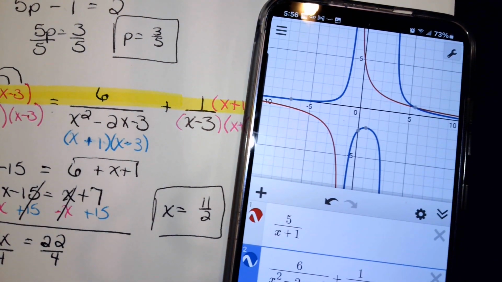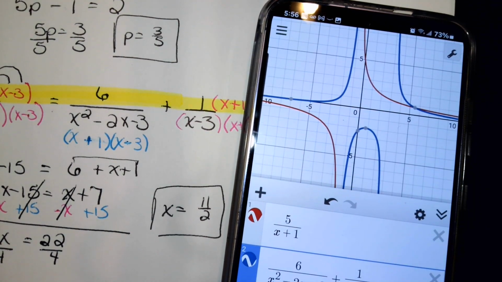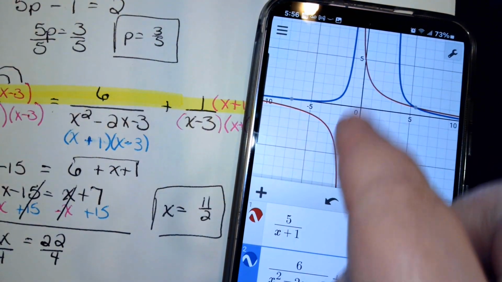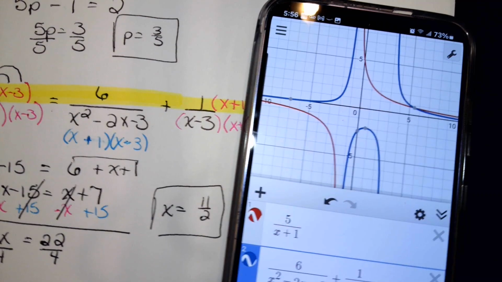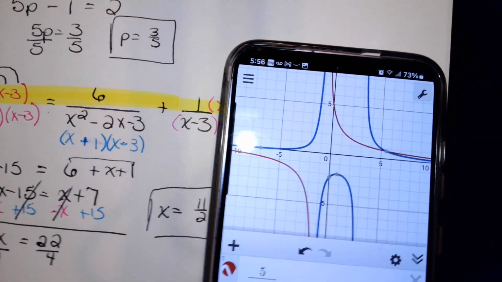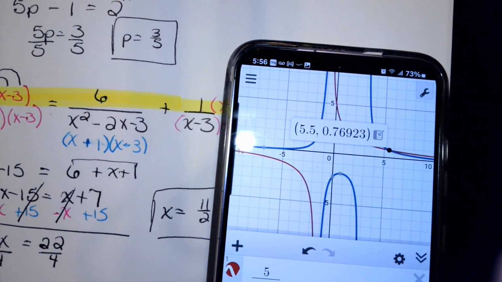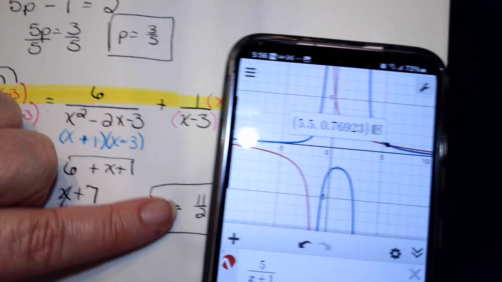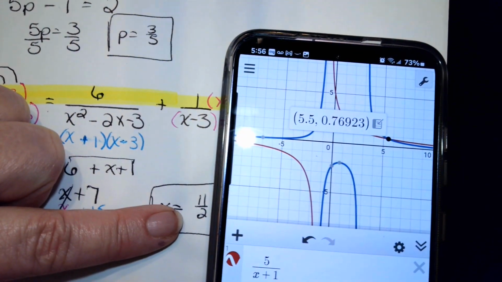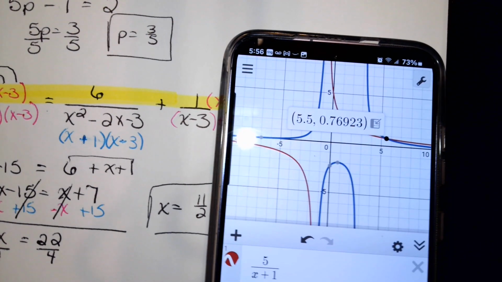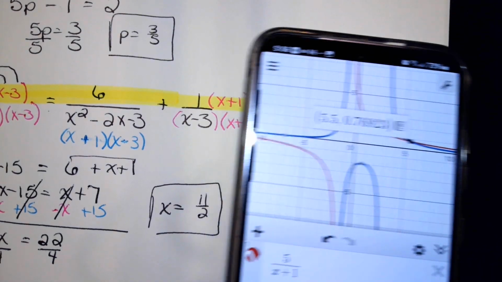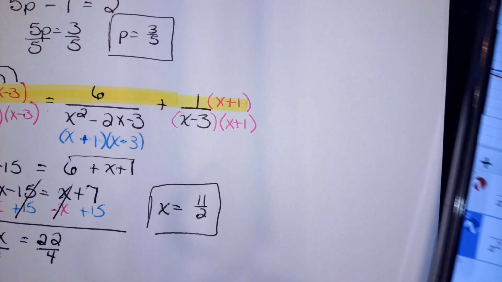Let's try this again. If we just tap it, we see some critical points, but we want to look for where they intersect. So they intersect right here. That's 5.5. Well, we know 11 halves is 5.5, so we know that is correct. So that is not an extraneous solution.